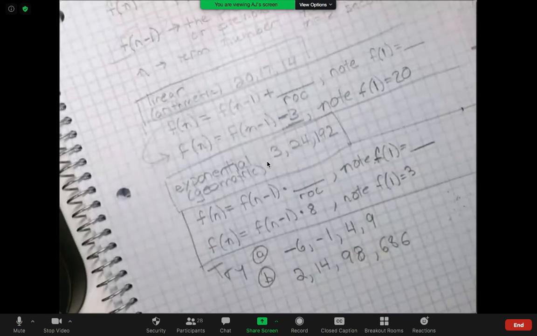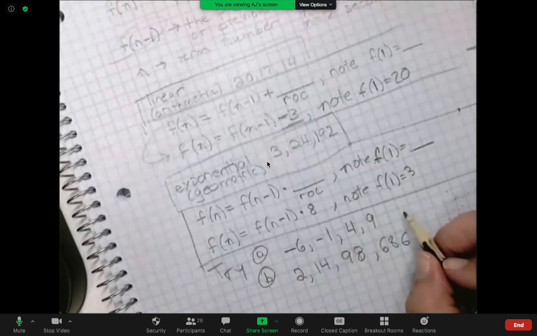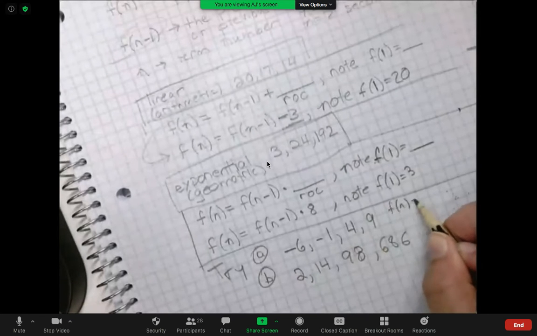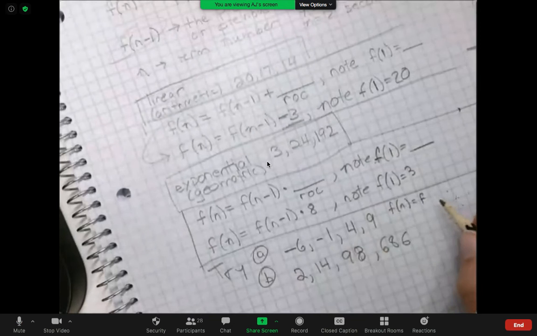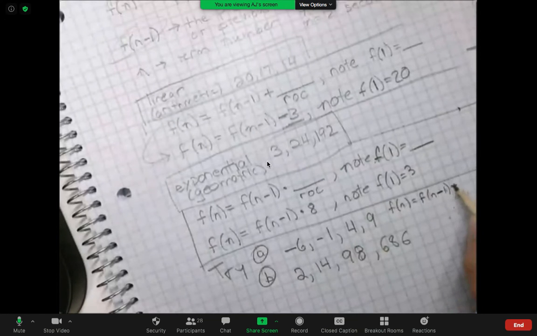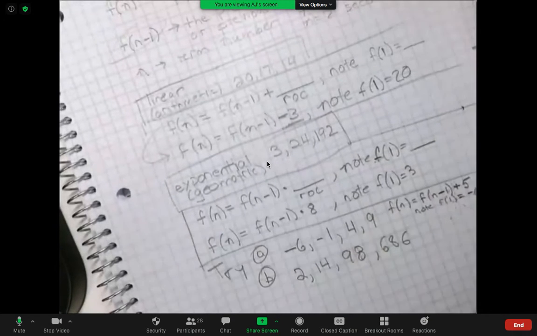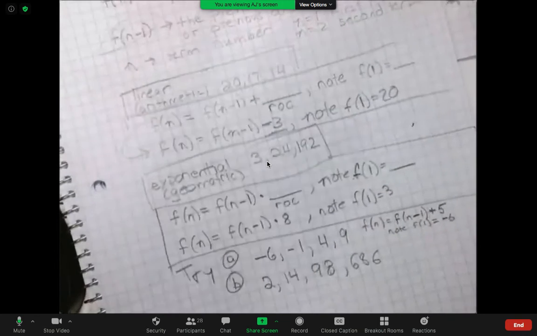Jose, can you tell us what you wrote for the first one? F of n equals f of n minus 1 plus 5. Good. And then what's the note? F of 1 is equal to negative 6. Yes. Good. I'm going to zoom in on that. I know I wrote that really tiny. Good job, Jose.